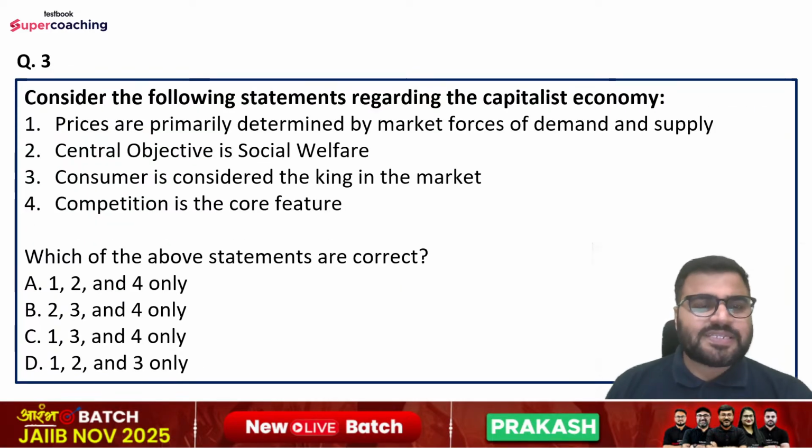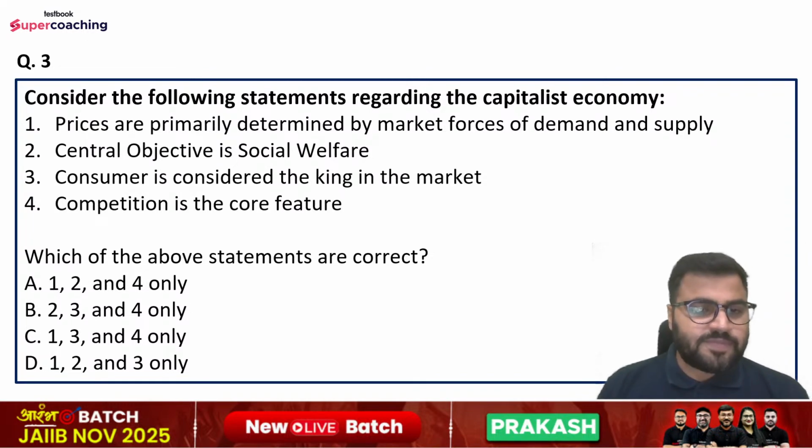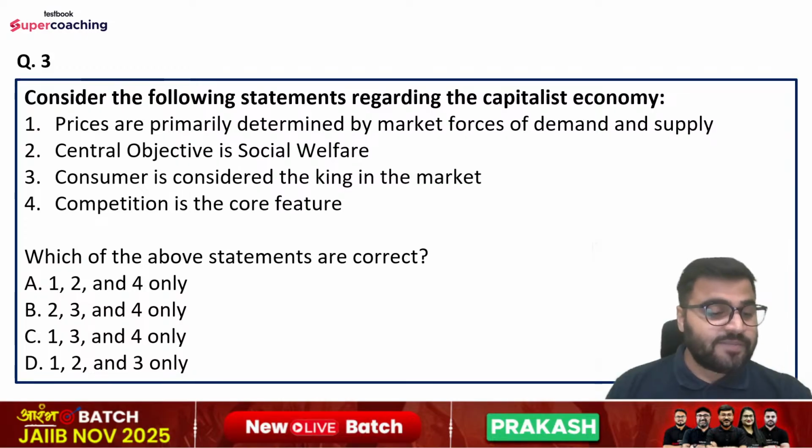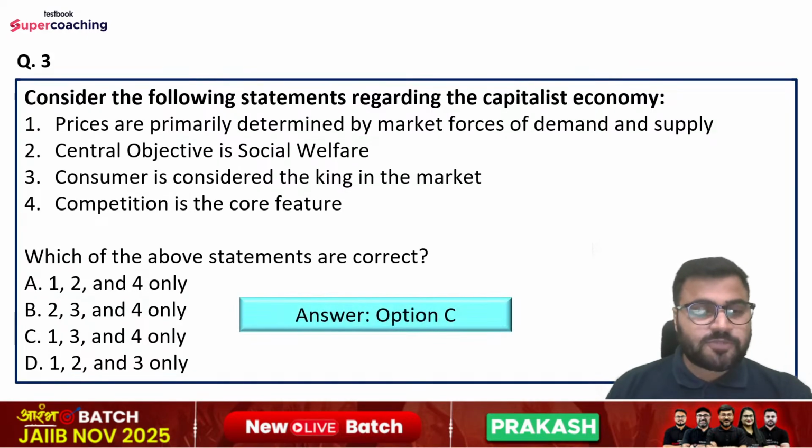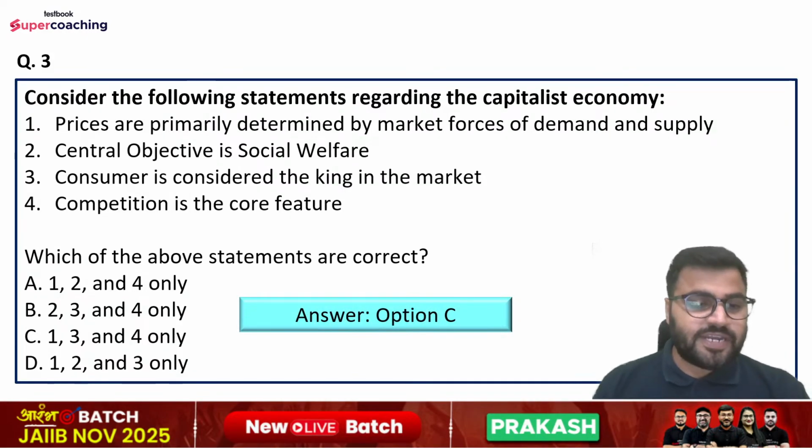Question number third is, consider the following statements regarding the capitalist economy. Statements are: prices are primarily determined by the market forces of demand and supply; central objective is social welfare; consumer is considered the king in the market; competition is the core feature. Which of the above statements are correct? 1, 2, and 4 only; 2, 3, and 4 only; first, third, and fourth only; or first, second, and third only. So right answer is option number C here, that is first, third, and fourth only.